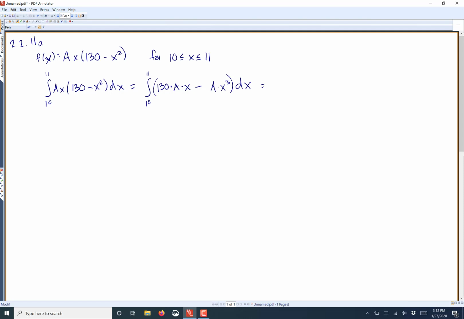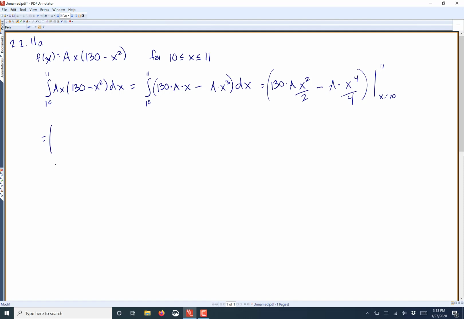So when we look at this 130 times a, that's all constant, so that all comes out. Now the integral of x would be x squared divided by its new power of 2. Minus, now again that a just comes out, x cubed we're going to raise the power by 1, so x to the 4th divided by 4. And all of that we should evaluate from x equals 10 to 11. Now, again, this a did go all the way through. It probably would have been easier to just pull the a out at the beginning, but I didn't, so oh well.